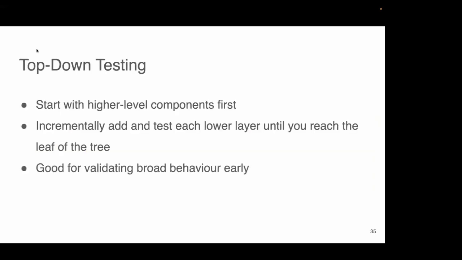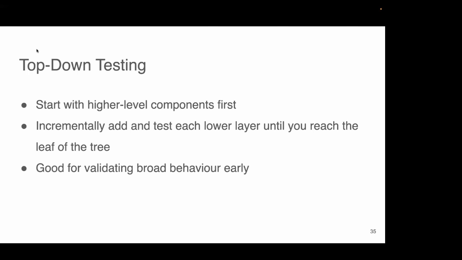So now we're going to be looking at two methods of integration. One is top-down testing. With top-down testing, you start with high-level components first, and then you incrementally add new layers of functions. So you can think of having a top function which holds two functions, and then those two functions each hold two functions. So you can think of it like a tree. And we'll look at an image of this shortly.